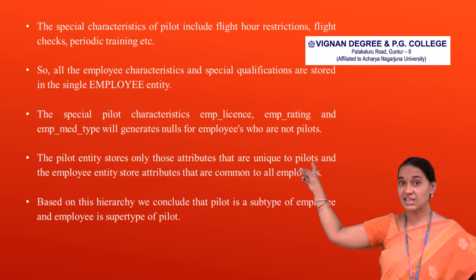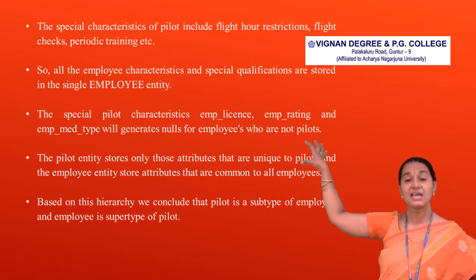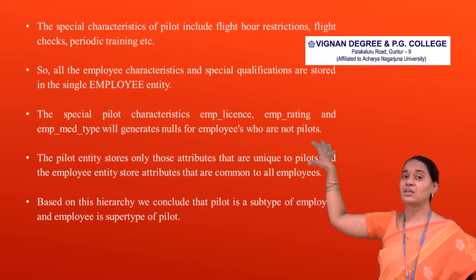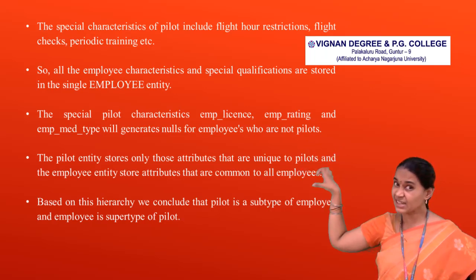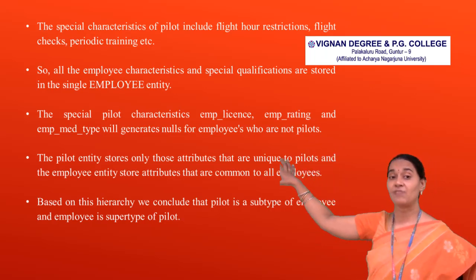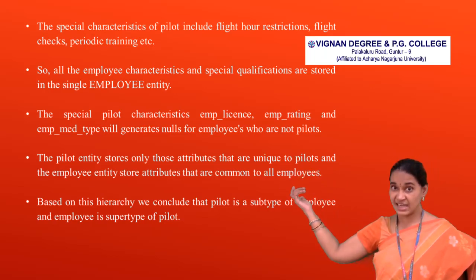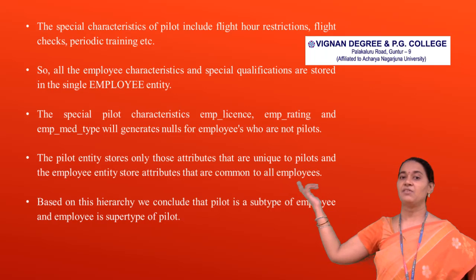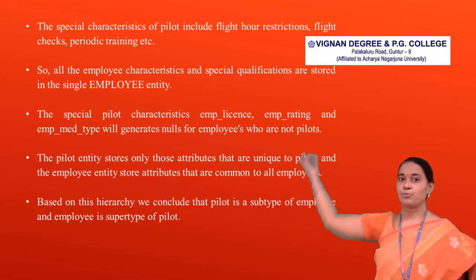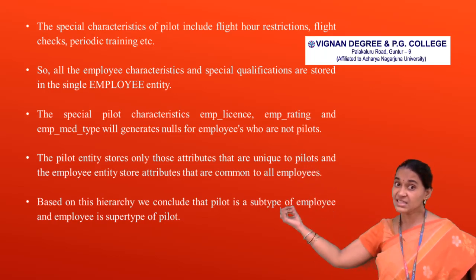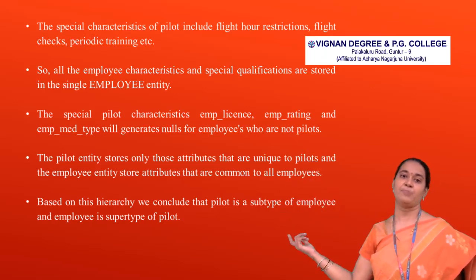In this way, all the similar characteristics are stored in one entity, which is called the employee entity, which has the common characteristics for all the employees, and the specialized characteristics of the pilot are stored in one entity, which is called the pilot entity. So based on this hierarchy, we can conclude that pilot is a subtype of employee, and employee is the supertype of pilot.